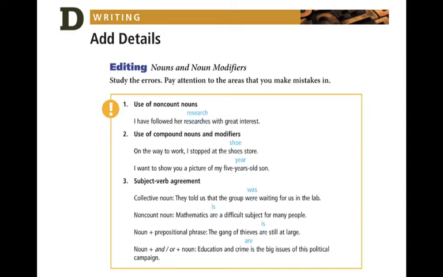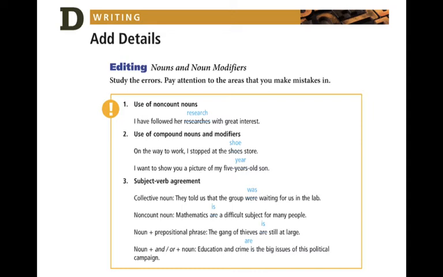All right, now noun plus prepositional phrase. The gang of thieves are still at large. Oops. The word is gang. That is the head word. That's the main word. Of thieves is a prepositional phrase that modifies gang. The gang is still at large, which means they haven't been caught yet.